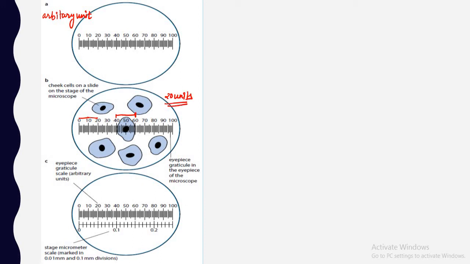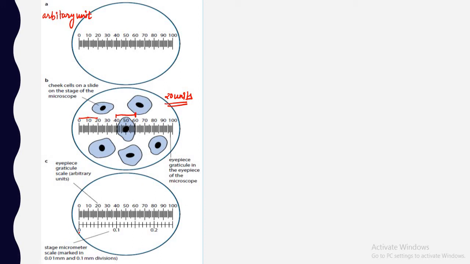Yeah. But what's the actual unit? 20 units is not enough. Okay, 20 divisions, what does that mean? What is the actual size, the actual scenario of this cell? We need to find out the precise measurement, right? So now what you will do is, you superimpose the stage micrometer.